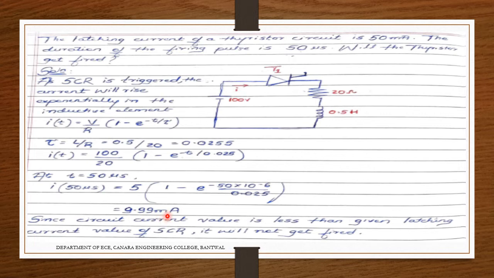So what is that? It is less than the latching current, 50 milliamps. Since the circuit current value is less than the given latching current value of the SCR, it will not get fired. Because the latching current is 50 milliamps, and at 50 microseconds the current is less than the latching current, it will not turn this thyristor on. If it had been above 50 milliamps, the thyristor would have turned on. So anything more than 50 milliamps will trigger it on. That's the concept of the latching current.